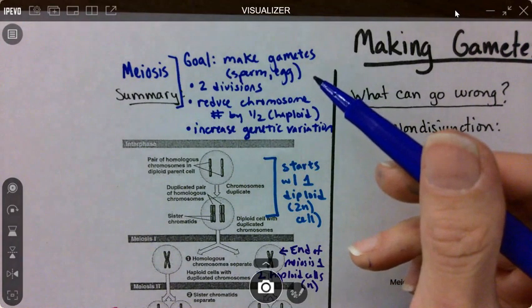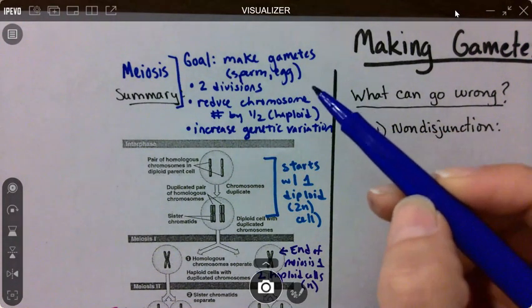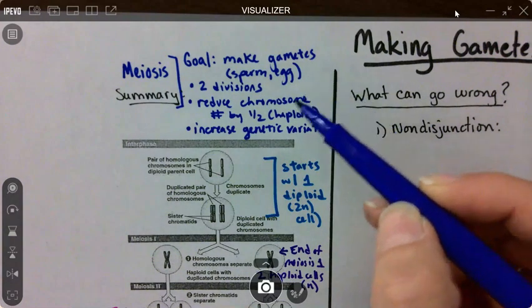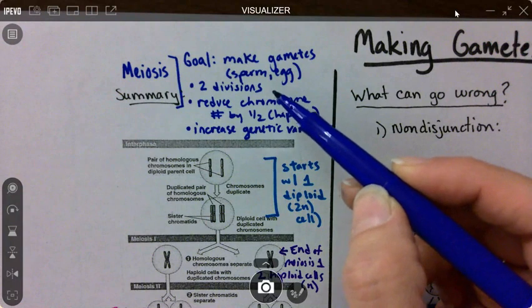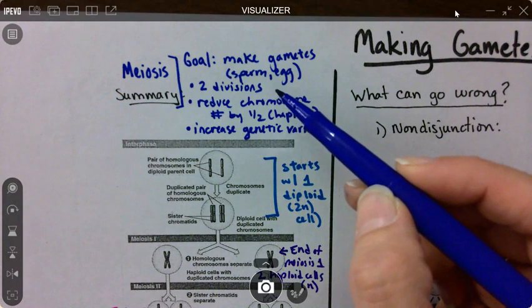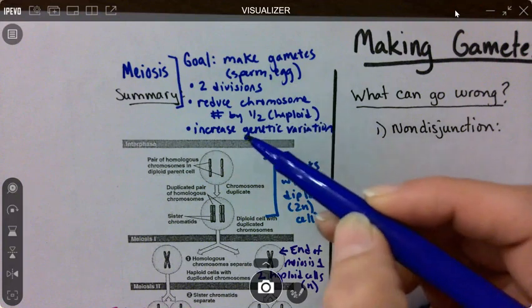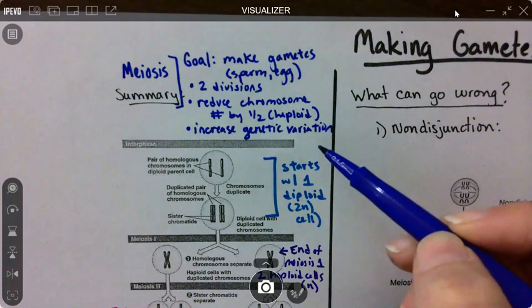This video is about meiosis. The goal of meiosis is to make gametes, sperm and egg cells, sometimes called sex cells. There are two rounds of division in meiosis, meiosis 1 and meiosis 2. The goals are to reduce chromosome number by 1/2 and to increase genetic variation.